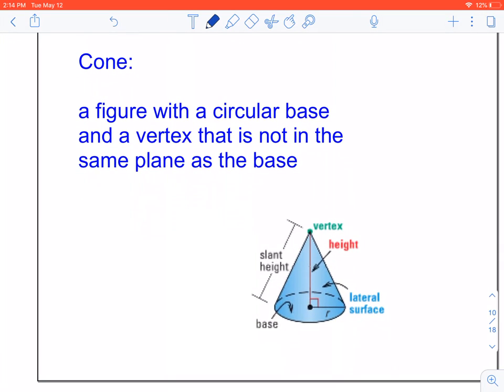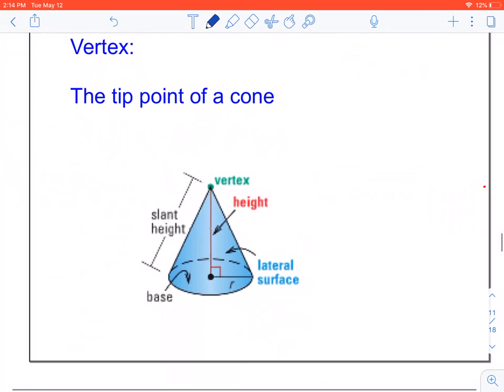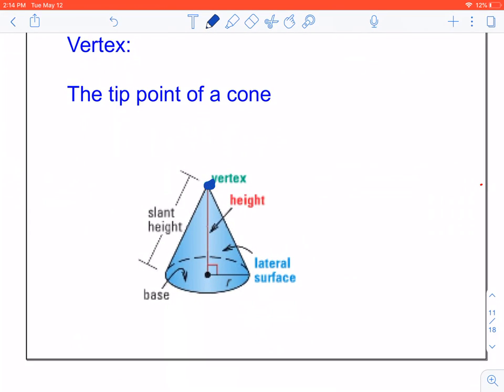Alright, moving on from our pyramids, you also have your cones. It's truly going to be the exact same thing. The only difference is there is no longer going to be a perimeter of your base. It is going to be known as your circumference. A cone is a figure with a circular base and then a vertex that is not in the same plane as your base. That vertex they're referring to, that's your tip point of the cone.